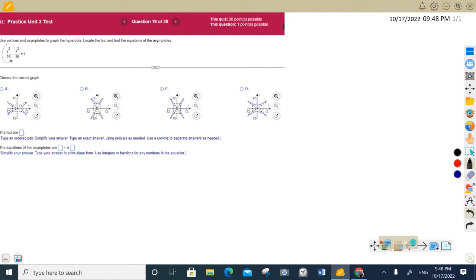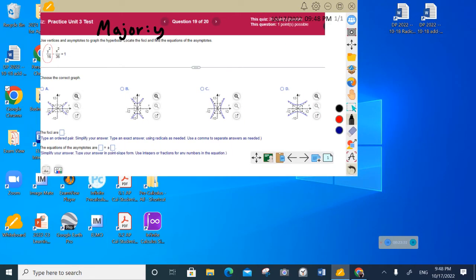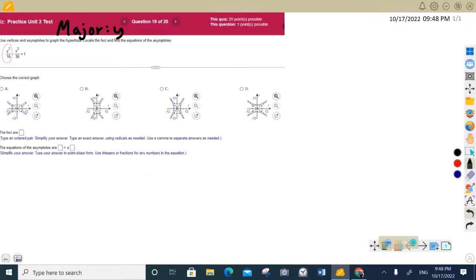The 16 is actually telling me it's major because it's positive 16, whereas the 36 is negative. So the major axis is y. So it should be open in the y direction, which would be like up and down.